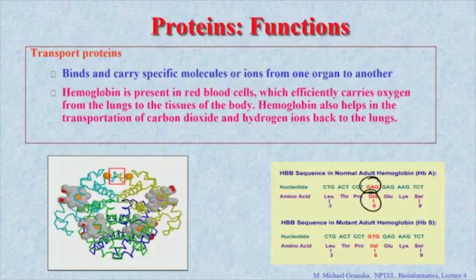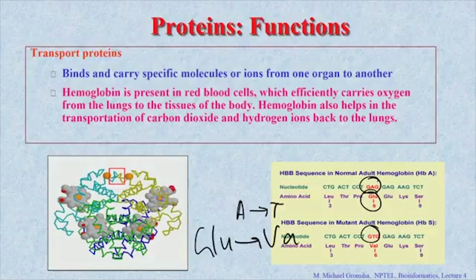For example, here if you see this GAG, right. GAG codes for glutamic acid, if it is converted to GTG, right. So A is changed to T, then it changes glutamic acid to valine. Now, we just discussed different characteristic features. Which type of amino acid is glutamic acid? Negative charge, right. But valine? Hydrophobic, right. So if you mutate glutamic acid to valine, what will happen?